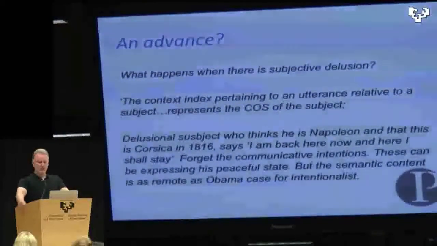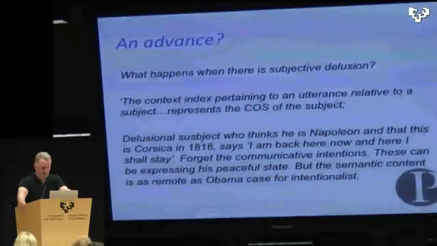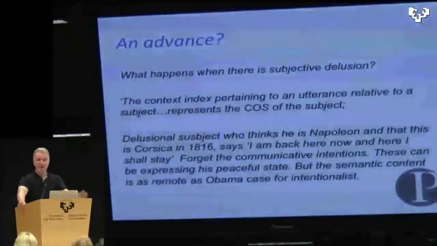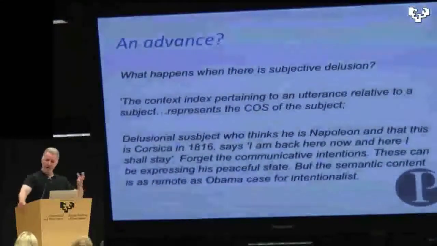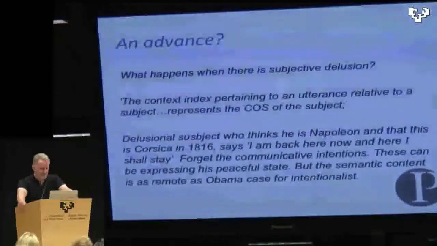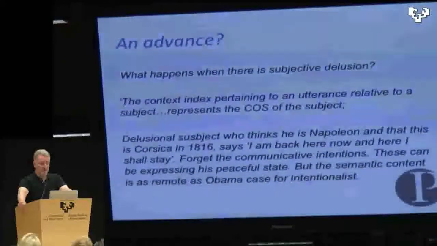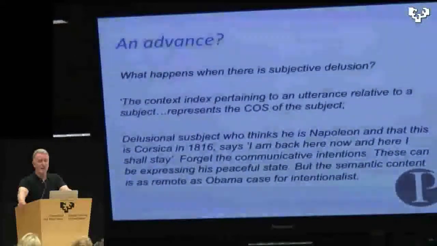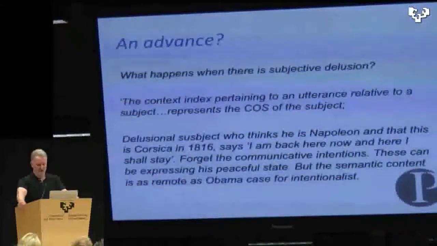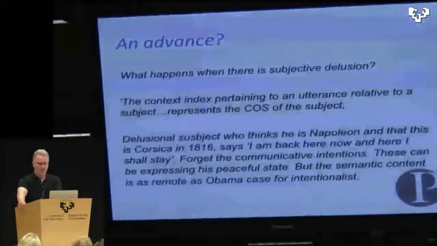Now we forget the communicative intentions. These can be his expressing his peaceful state of mind. That's why he says something. But the semantic content looks just as remote from what we think of as the situation in the Barack Obama case that Cohen was worried about. Now, it's not an awful lot better than talking about Barack Obama and Washington and 2006. So is it an advance?